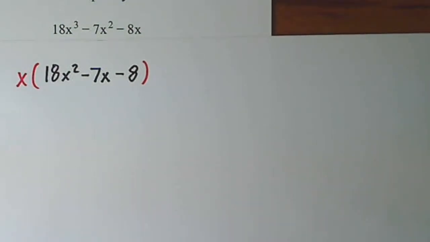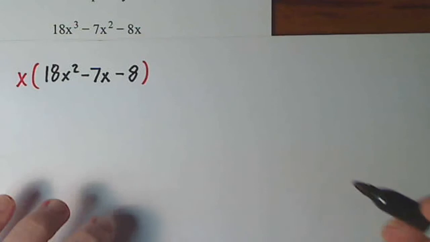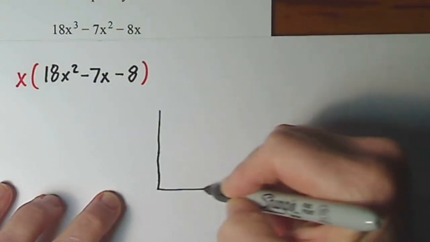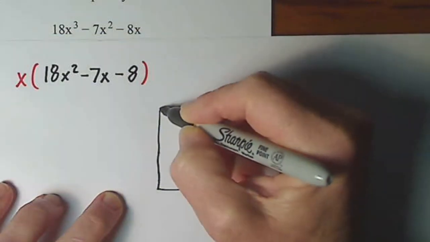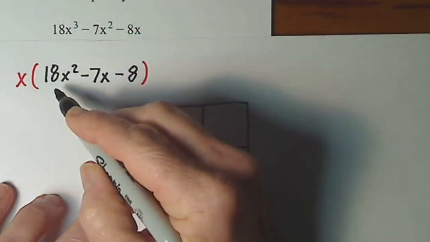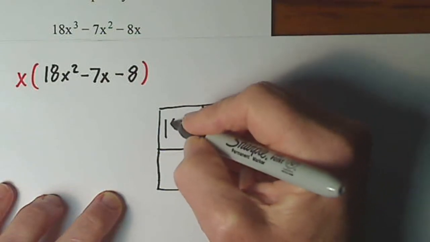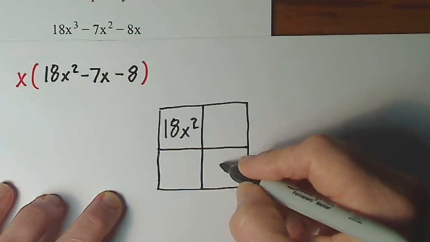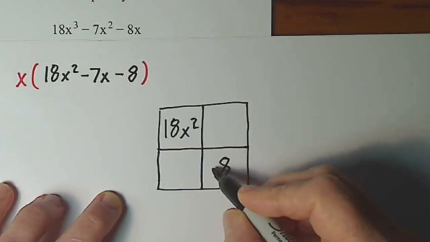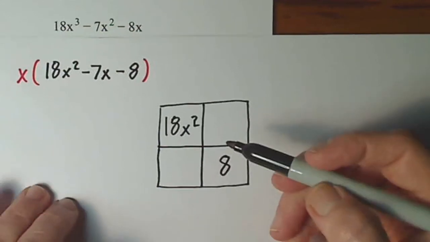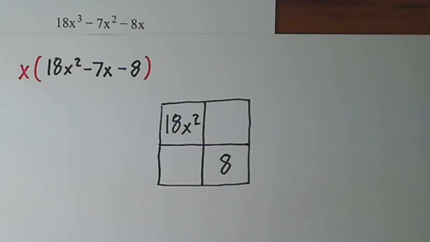And if I'm using the box method, I give myself a nice big box with 4 chambers. First term goes in the first box. Last term goes in the last box. I never care about the sign down here. And then you have to do some work to figure out these other 2 boxes.